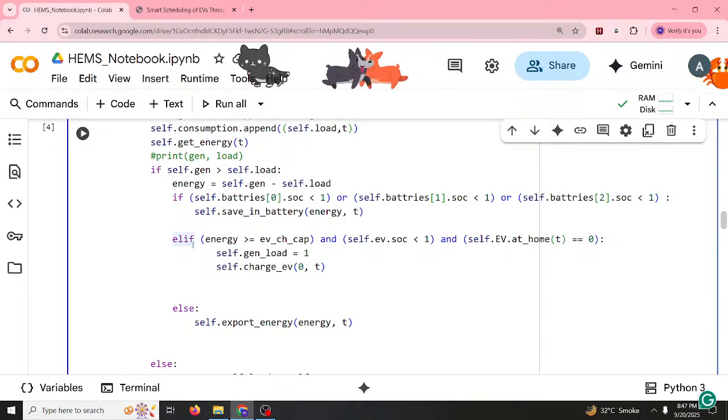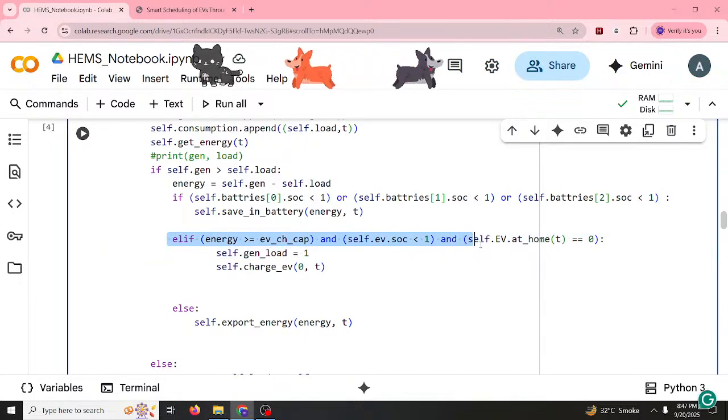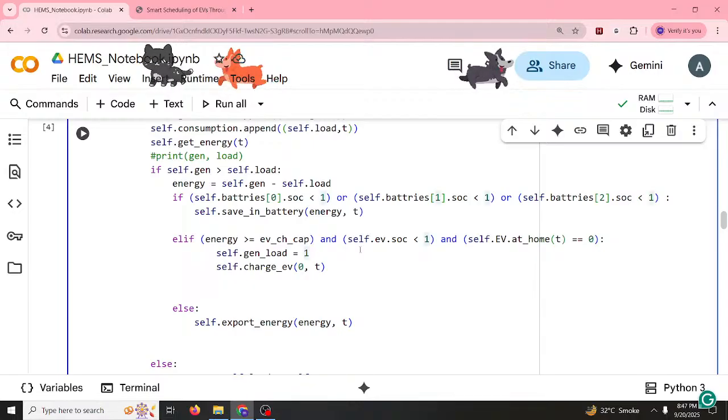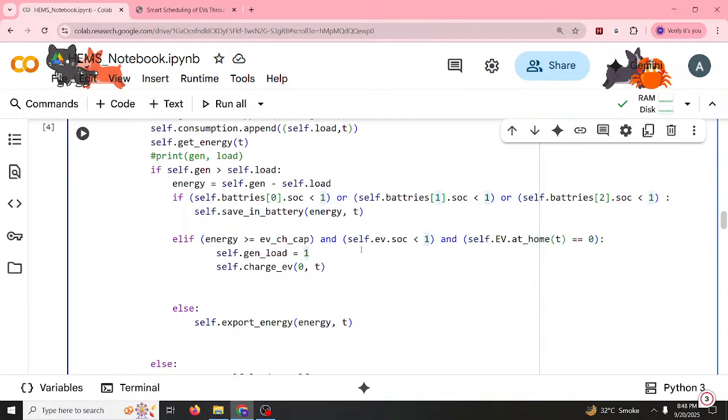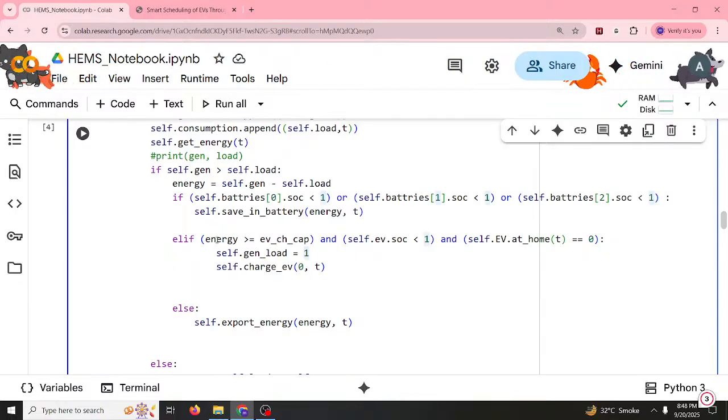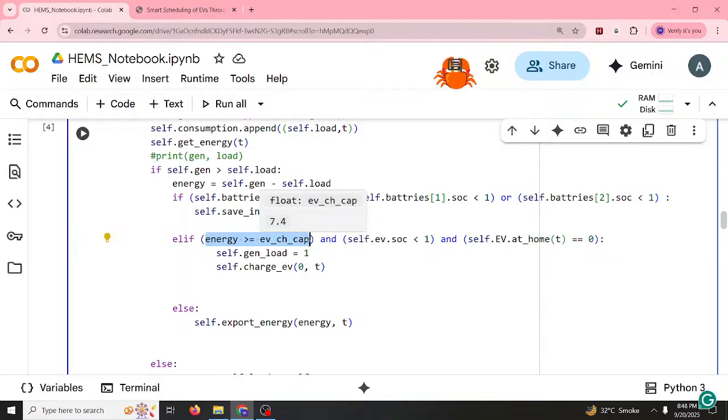Let us come to this condition here. We are charging the EVs, but we check whether the energy is greater than the energy charging capacity, because at less than 7.4 kilowatt you cannot charge.